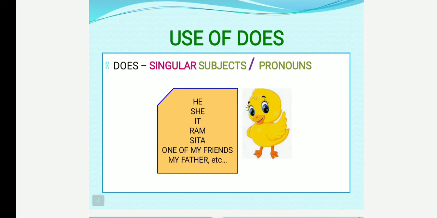Where can we use the helping verb does? When a sentence begins with a singular subject, the third person singular: he, she, it, Ram, Sita, one of my friends, my friend, my father, my brother, sister, Priya, Ria. When we have a singular subject or singular pronoun, to convert a sentence into negative, we add the helping verb does plus the negative word not. We can write it as does not or doesn't, the contracted form of does not.